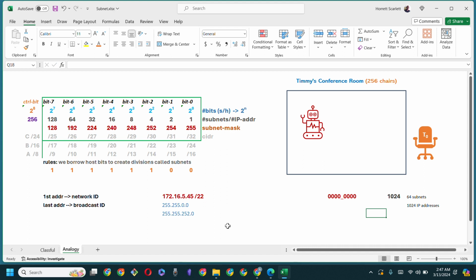So let's quickly rehash what we have done. We have taken a class B address range, the total range, and we have divided it into 64 subnets. In each subnet, the number of IP addresses is going to be 1024. That's what we have effectively done so far. What we now need to do is to determine the ranges for these IP addresses. In other words, what are the subnet ranges?